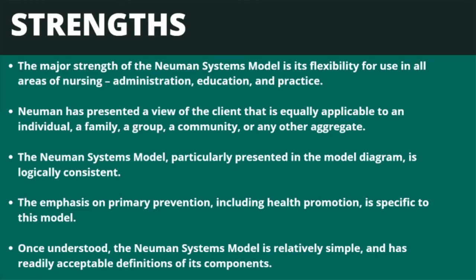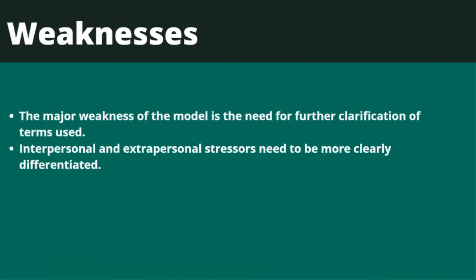So here are some strengths of the concept. The major strength of the Neuman systems model is its flexibility for use in all areas of nursing, administration, education, and other practices. Neuman has presented a view of the client that is equally applicable to an individual, a family, a group, a community, or any other aggregate. The model, particularly as presented in the model diagram, is logically consistent. The emphasis on primary prevention, also including health promotion, is specific to this model. Once understood, the model is relatively simple and has readily acceptable definitions of its components. For its weaknesses, the major weakness is the need for further clarification of terms used. Also, interpersonal and extrapersonal stressors need to be more clearly differentiated.